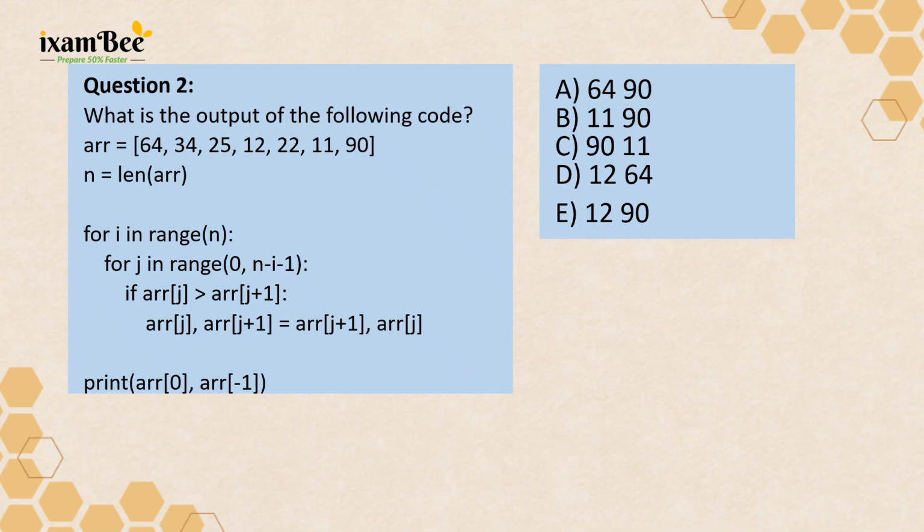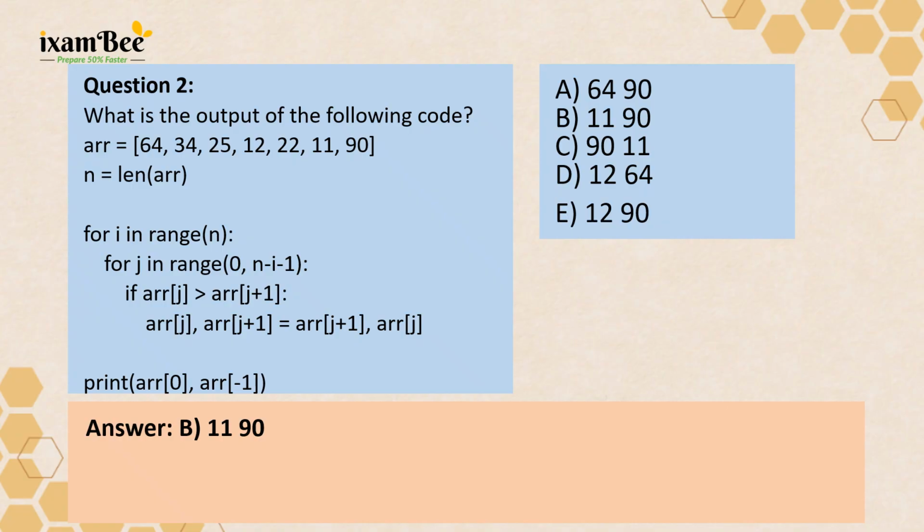If you look at the logic of the code, you would find that consecutive elements are compared and interchanged, something the bubble sort does. So once the entire logic is completed, the array would be sorted. Array of 0 indicates the first element and array of -1 indicates the last element of the sorted array. So option B, 11 90, would be the correct option because 11 is the smallest element of the array and 90 is the largest element of the given array.